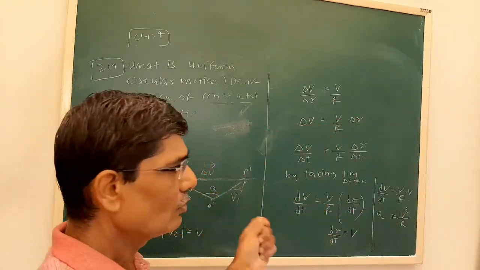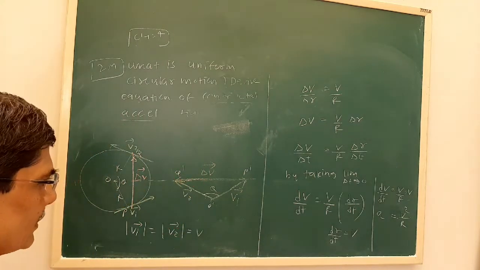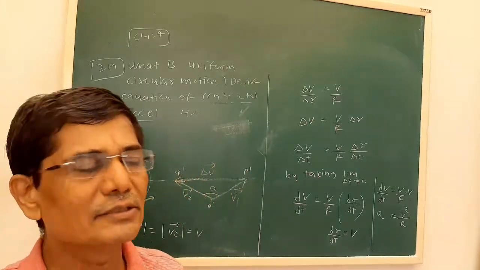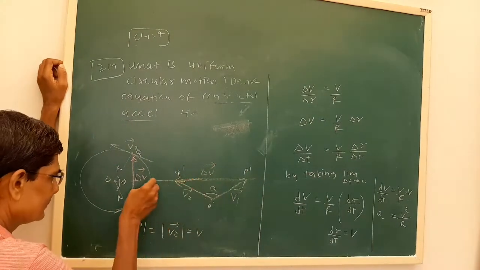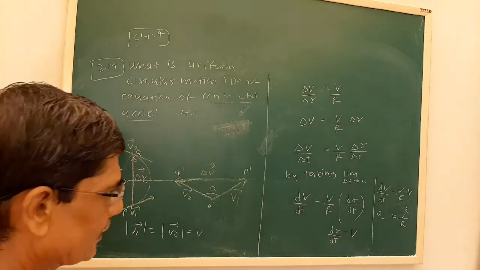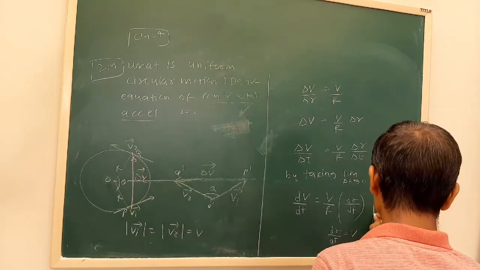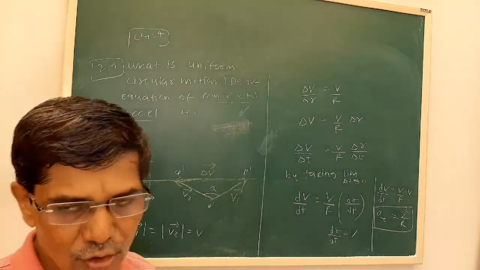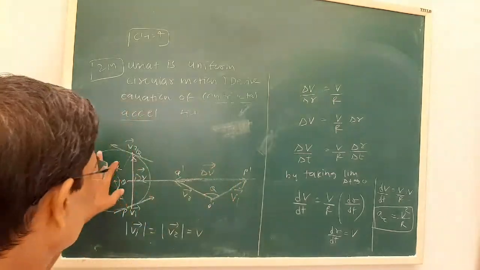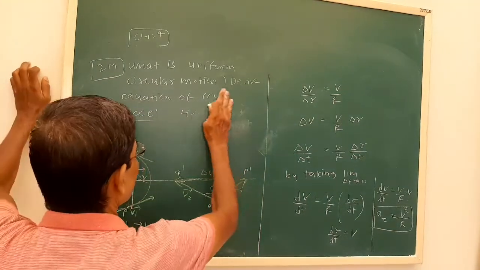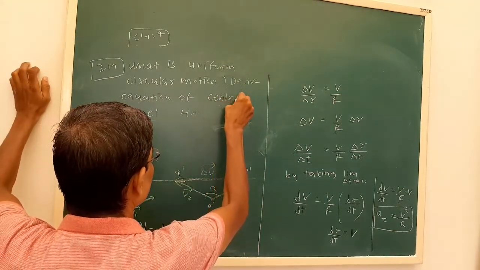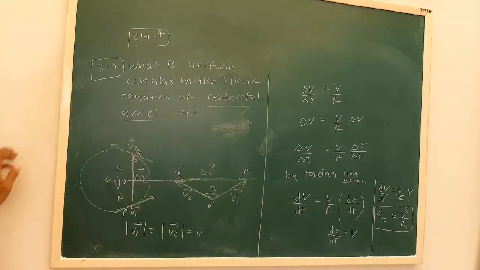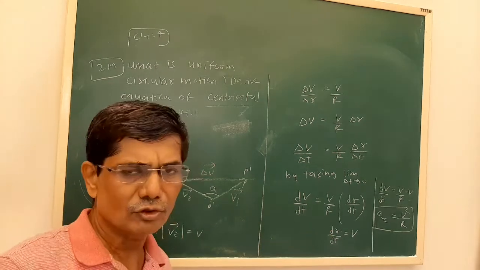Now see, what about the direction? The direction of acceleration is in the direction of change in V. So this change in V is delta V, and it is toward the center of the circle. That's why we call this acceleration centripetal acceleration. So in uniform circular motion, there is a centripetal acceleration, which we have written here: A is equal to V square by R.